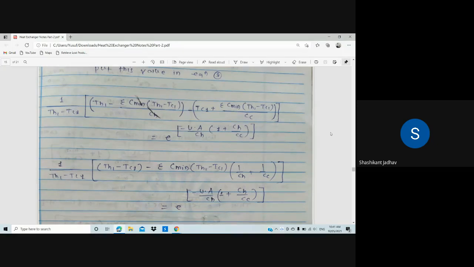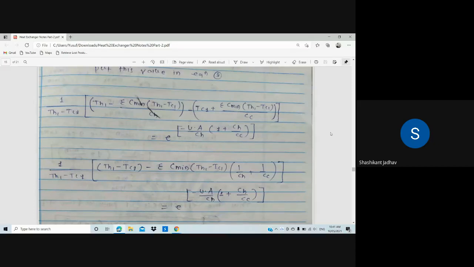Okay, we are putting the values of th2 and tc2 from the equation number 4 and 5, is equal to e raised to whatever the right hand side, that is e raised to minus u into a divided by ch into bracket 1 plus ch upon cc. Okay, in the next step we have to do the simplification. So by doing the simplification, we get the 1 upon th1 minus tc1 into bracket.